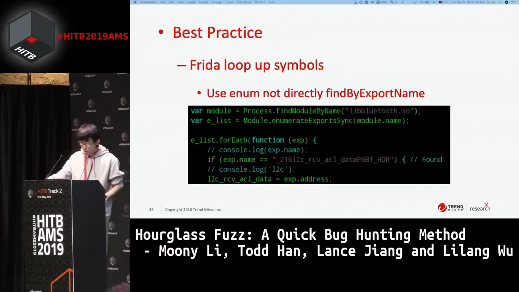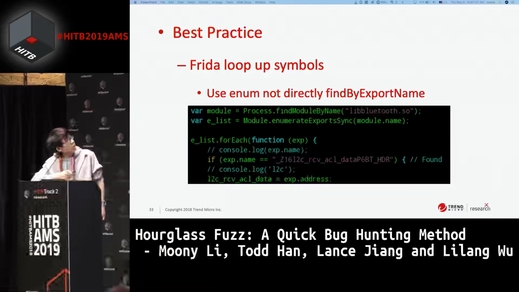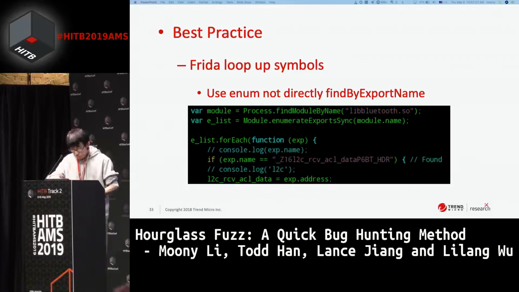And then we also found that the API, findExportByName, provided by Frida will sometimes give us a wrong function address, which could not be used for mutating data. So finally, we just use enumerateExports. We just use this to get all the symbols in an SO, and then we compare the names to find their addresses, and this works well.